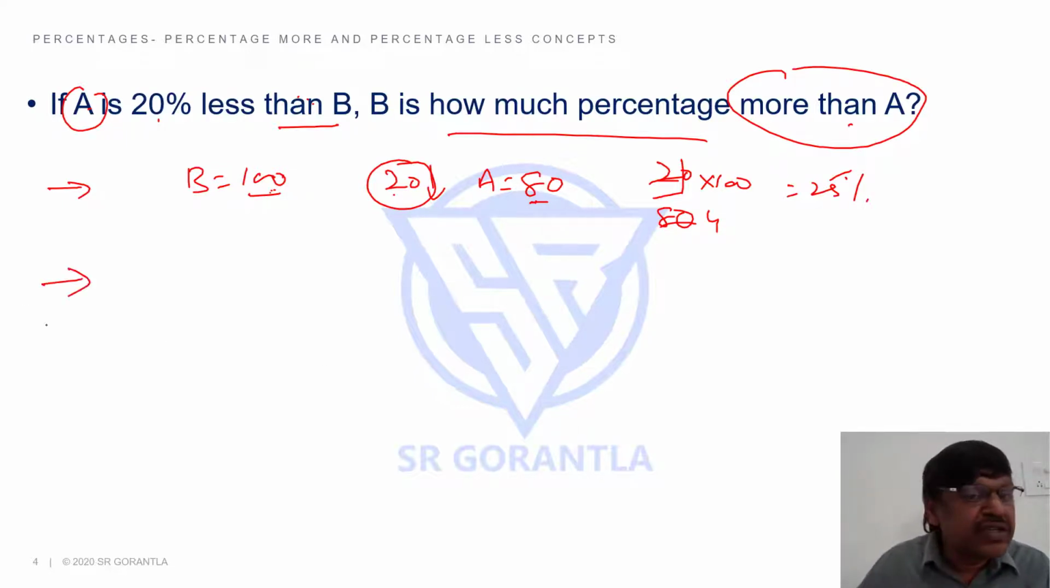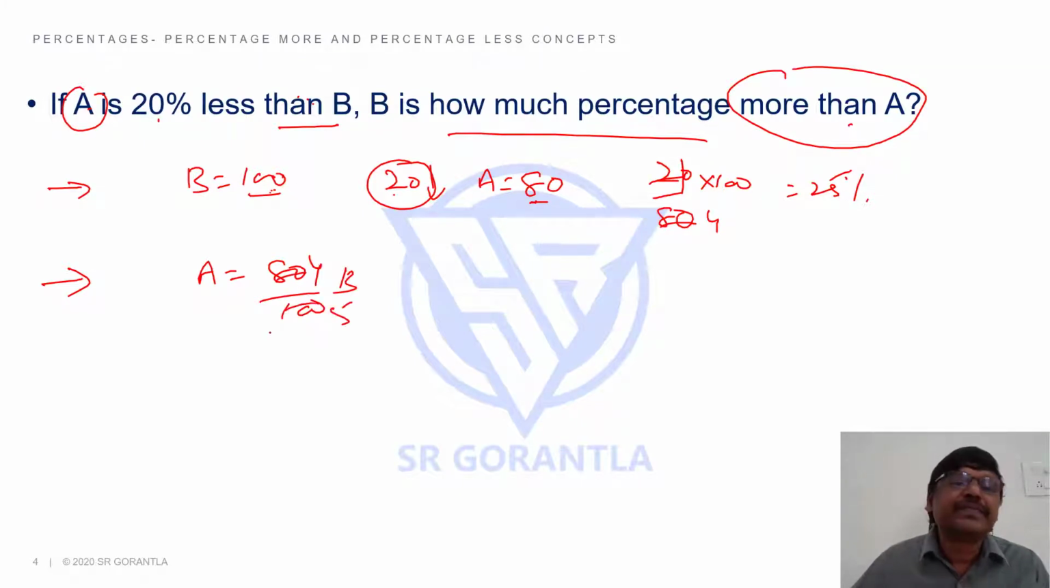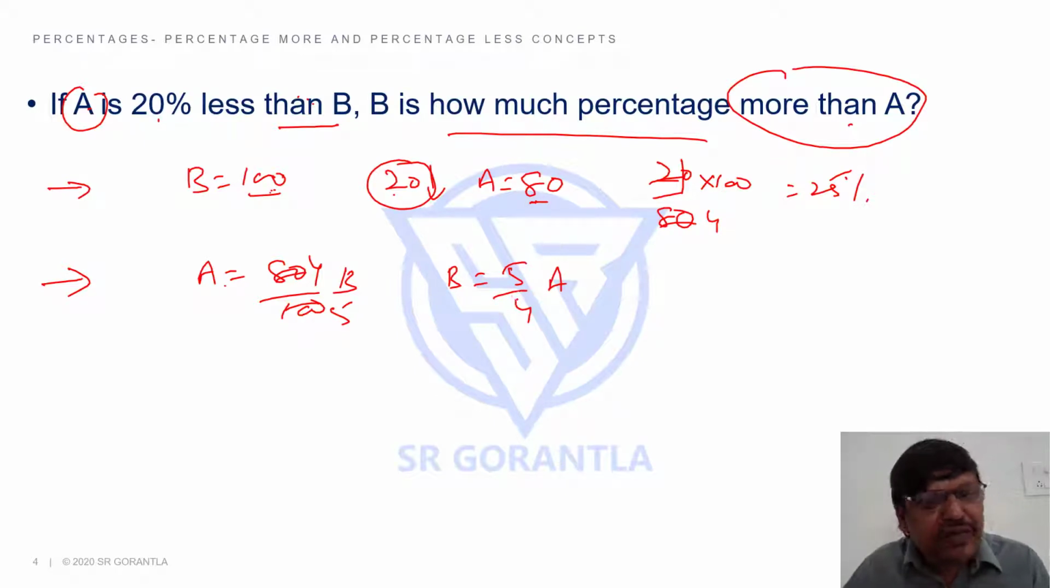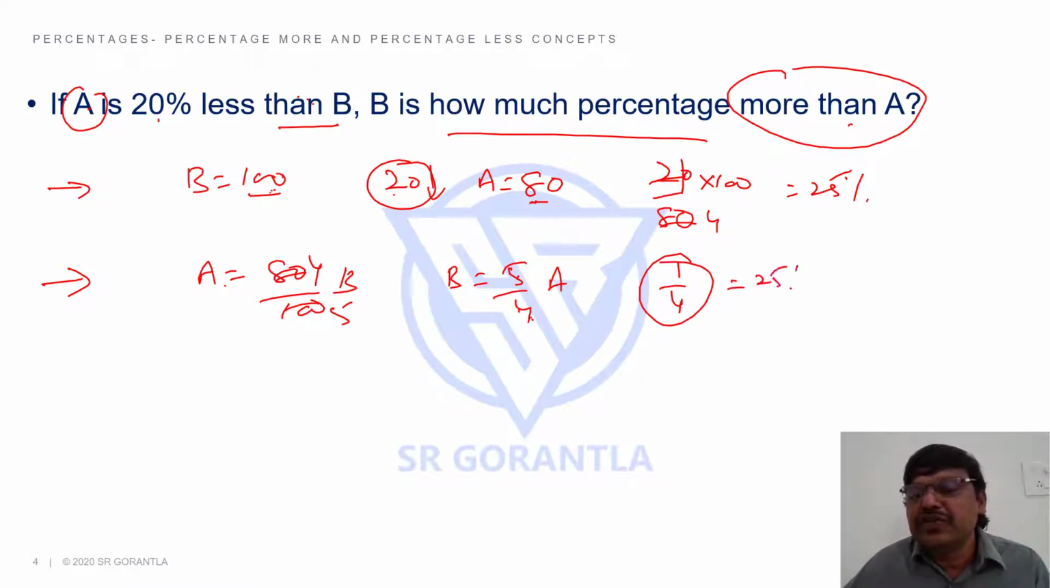What is the second approach? When I say A is 20% less than B, it is A is 80% of B or 4 by 5 of B. When you say A is 4 by 5 of B, B is 5 by 4 of A. 5 by 4 is more than 1 or less than 1? More than 1, because numerator is more than denominator. How much more? Again, you can see the difference. 5 and 4, the difference is 1, but denominator 4. 1 by 4 more. 1 by 4 is what percent? You all know, 25%. This is the second approach.